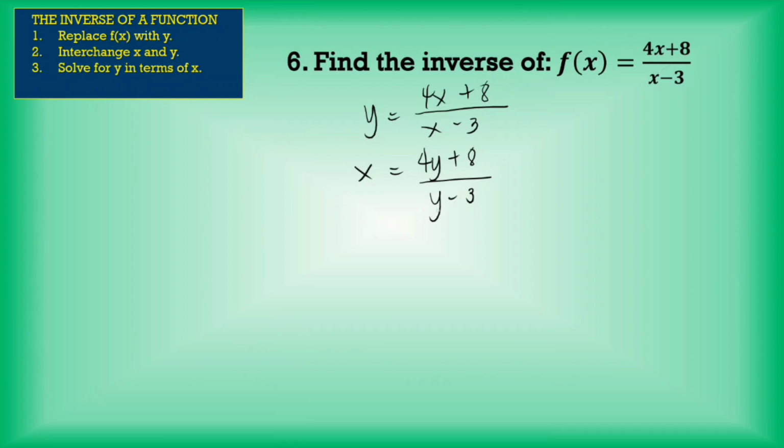So, cross-multiply ulit tayo. So, we have here x times y minus 3. So, yan, multiply lang natin yung dalawang yan. Equal to 4y plus 8 times 1. Kasi nga, may 1 dyan sa ilalim yan, no? Always divisible to 1. Yan, distribute lang natin to since may multiplication.